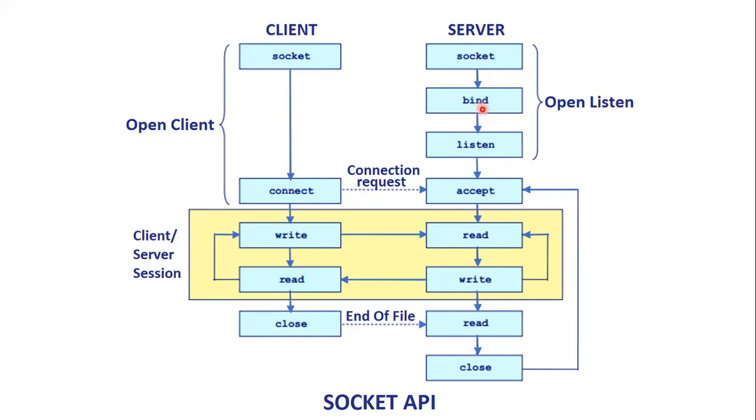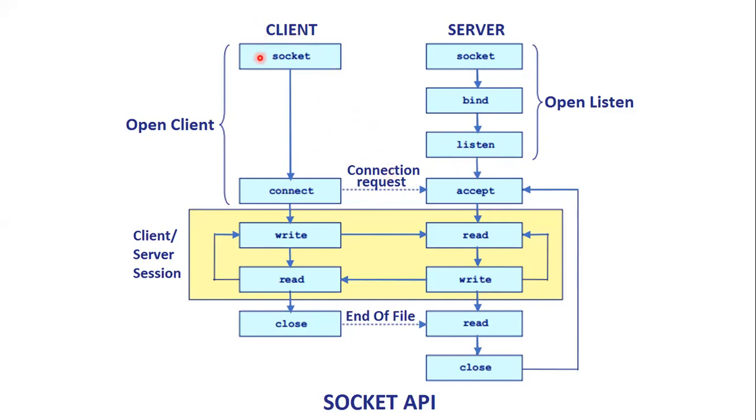So next is the bind function. Once the binding is done between the port and the IP address, the server should execute the listen function, so that it can listen to all the connection requests sent by any client, any number of clients. So here the server passively waits for the connection request.